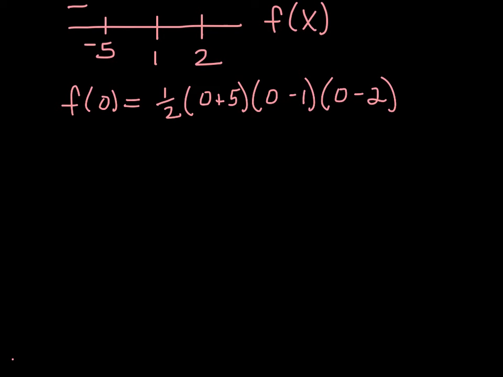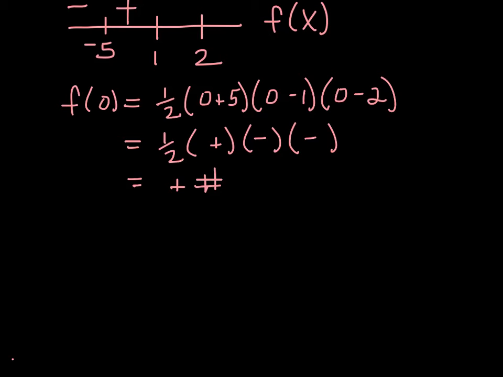And just like the last one, what we're going to do is simply figure out whether the number is going to be positive or negative. So 0 plus 5, I know that that's a positive number. 0 minus 1 is negative. And 0 minus 2 is also negative. So then what I have is a positive times a negative times a negative. And that ends up giving me a positive number. So I'm going to put a little plus sign here. I'm going to repeat it again.